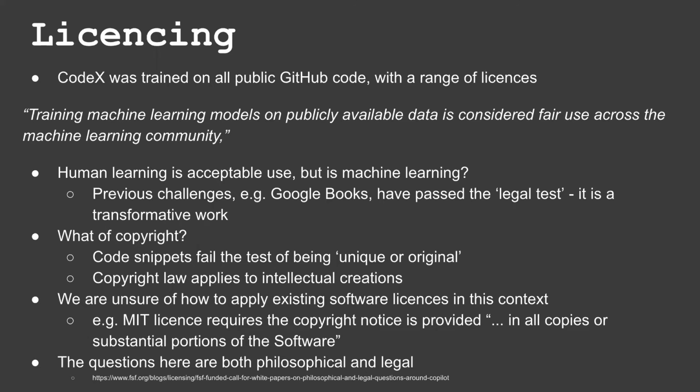The fairly basic philosophical argument you could make is that human learning is acceptable use. So if I were to read every book in the library, if I was to read everything on GitHub and then become a better programmer or better author as a result, that is fair use. There would be no legal challenge there. So what makes an AI algorithm any different? Isn't this effectively the same as Codex reading all the code in GitHub and becoming an authority on good code?